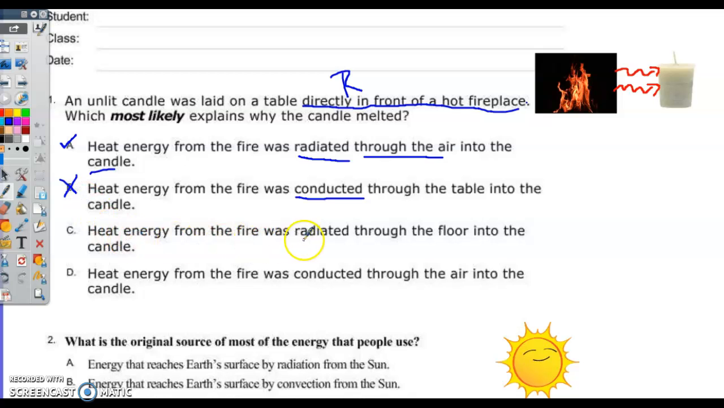Heat energy from the fire was radiated through the floor. That doesn't make sense, does it? We didn't talk about heat moving through the floor. The sun doesn't heat up the floor and then heat us up. That's not how it works. Heat energy moves through the air, so that's not my answer. And then this one says heat energy from the fire was conducted. I don't need to answer that.